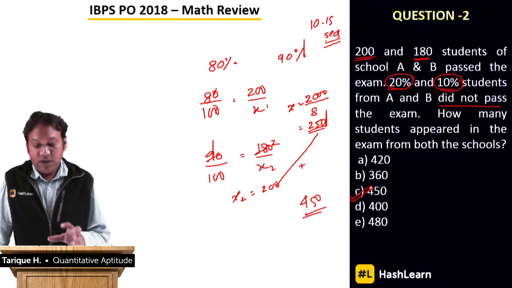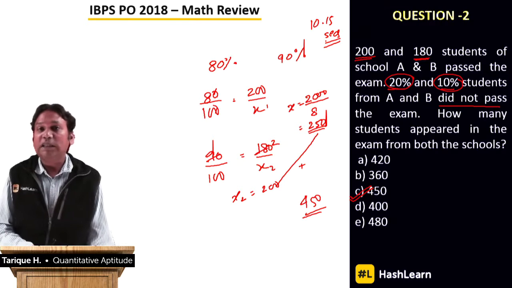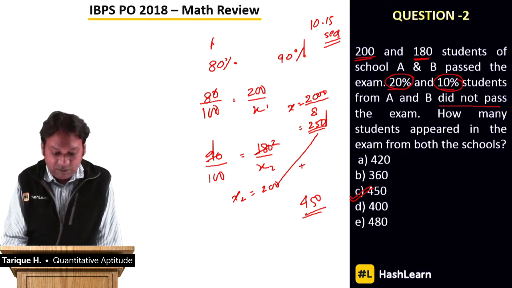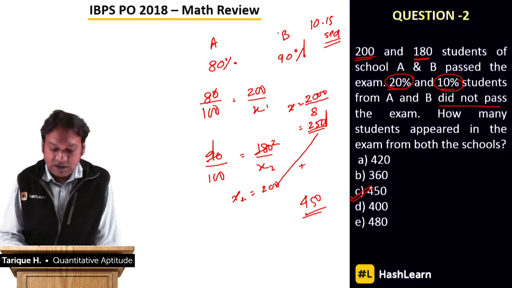Then they have given to you in this question the percentage of students from each of these schools A and B respectively who have not passed. So 20% have not passed from A and 10% have not passed from B. That means 80% have passed from A and 90% have passed from B.